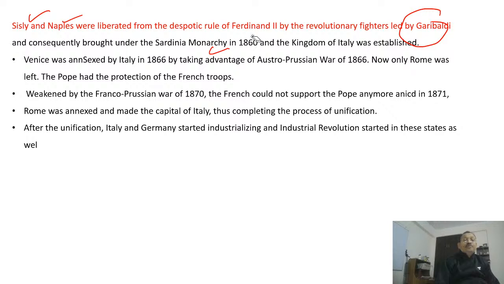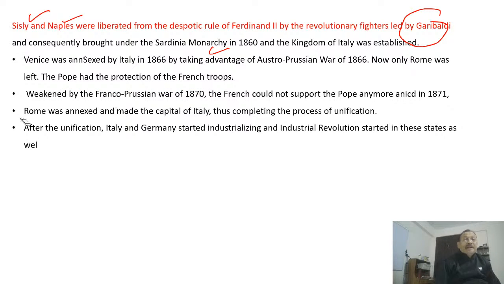Now only Rome was left. अब क्या देखते हैं? रोम बच जाता है. The Pope had the protection of French troops. क्या देखते हैं? पोप को प्रोटेक्ट कौन कर रखा था? फ्रांस ट्रूप ने प्रोटेक्ट कर रखा था, and weakened by the Franco-Prussian War. और क्या देखते हैं? इसकी शक्तियां कम हो जाती है. कारण क्या था? जब 1870 का फ्रेंको-पर्शियन वॉर कंटिन्यू.